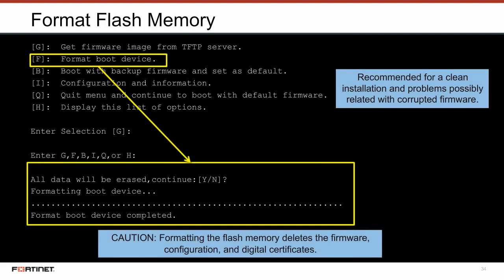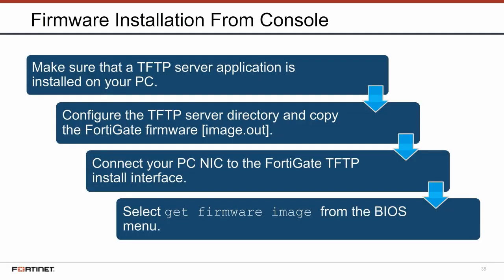From the BIOS menu, select F to format the flash memory. Doing this might be required if the firmware gets corrupted, or if the administrator wants to do a clean installation of new firmware. Keep in mind, though, that formatting the flash deletes any information stored on it, such as firmware images, configuration, and digital certificates.